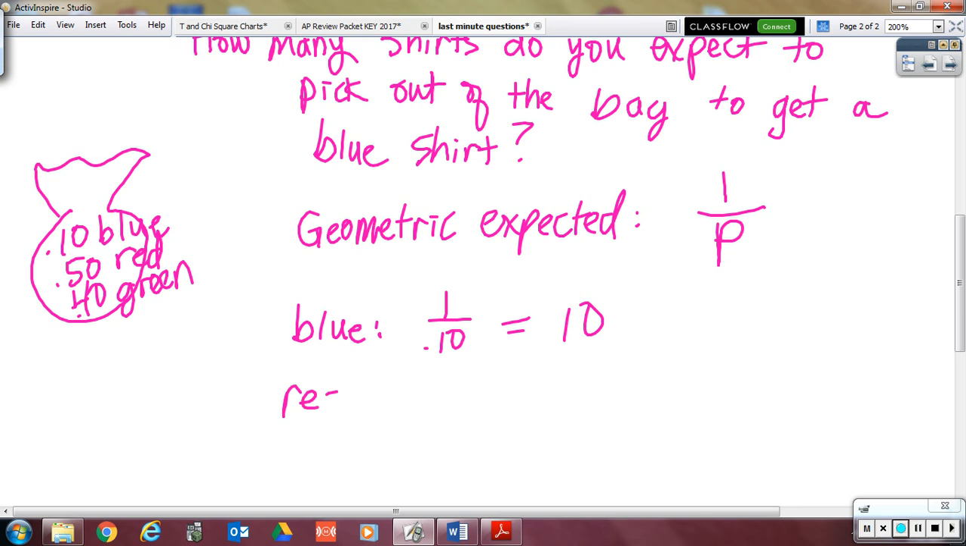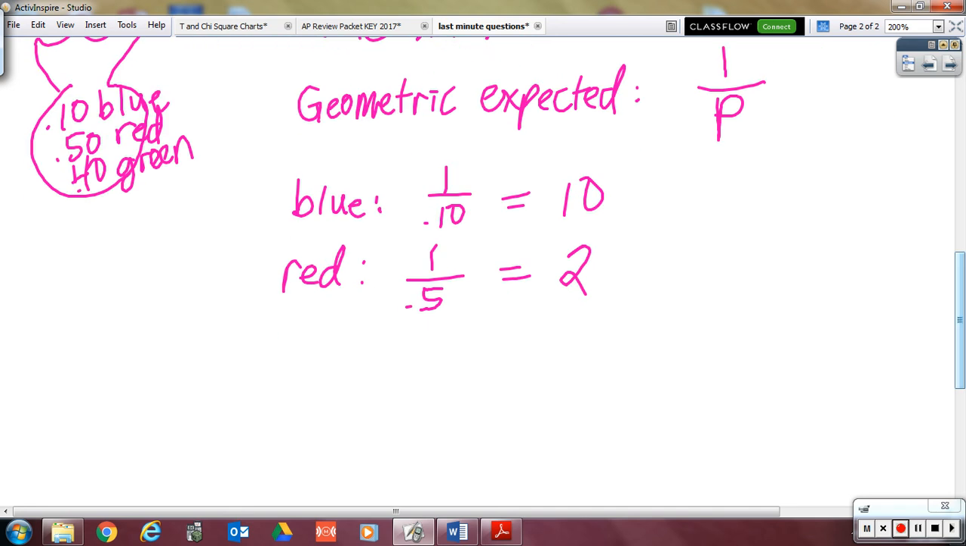How many shirts are you going to have to pick out to get a red one? 1 over 0.5, which actually is 2 shirts. So you're only going to have to pick 2 shirts on average to get a red one. And green, let's see, how many shirts do you think you'll have to pick on average to get the first green one? 1 over 0.4 is 2.5. How can you pick 2.5 shirts? This is an average. On average, you expect to have to pick about 2.5 shirts to get that.